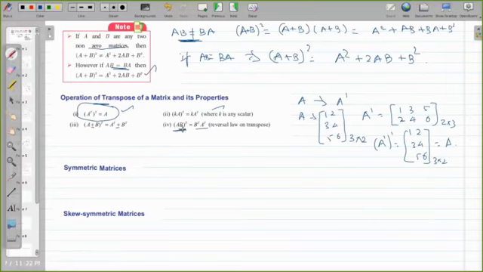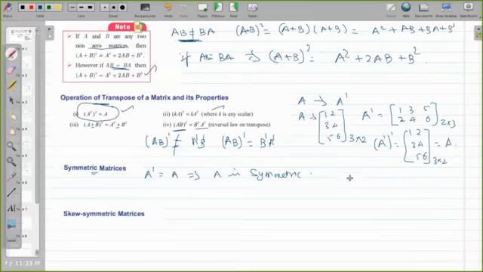Okay, so that means what is the property? AB whole dash is equal to B dash into A dash. Children, please don't write AB whole dash is equal to A dash B dash. It is wrong. AB whole dash is nothing but B dash into A dash only. Okay, children? Now, symmetric matrices. Symmetric matrix. Children, if you transpose any matrix A, if it is equal to the given matrix itself, we can say A is symmetric.